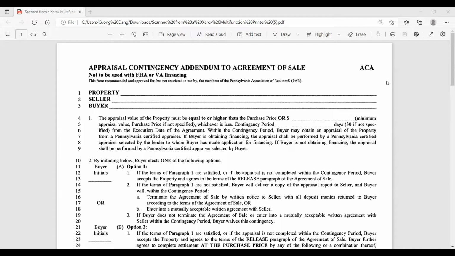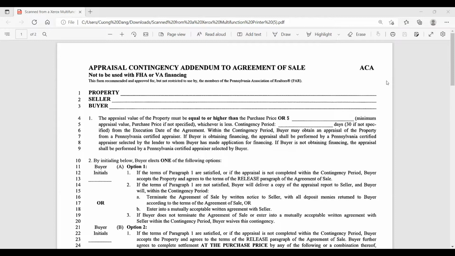Okay. The next important thing is the contingency period. It says 30 days, if not specified, from the execution date of the agreement, okay? Appraisers, I've noticed on several deals now, we can get out there within 1 week. And on some of these deals, they're not out there until the very end of 3 to 4 weeks. So it's very important that you find out from the lender how fast they are getting these appraisers out there.